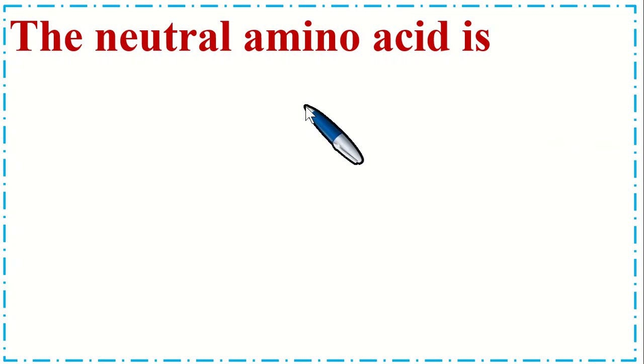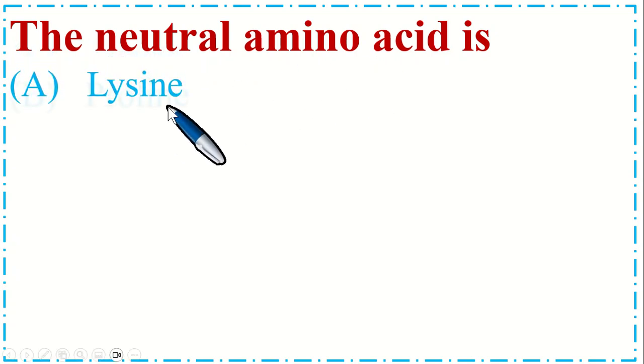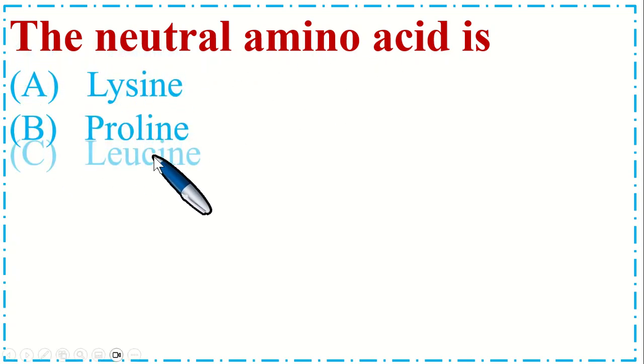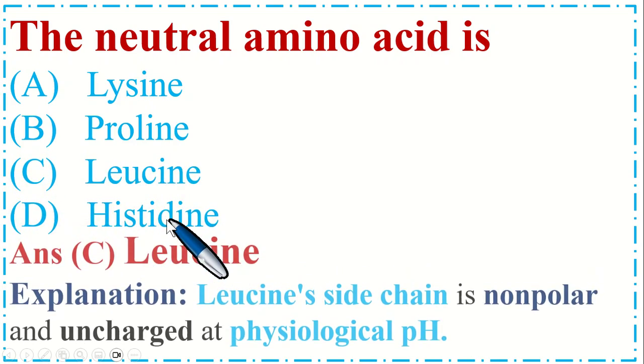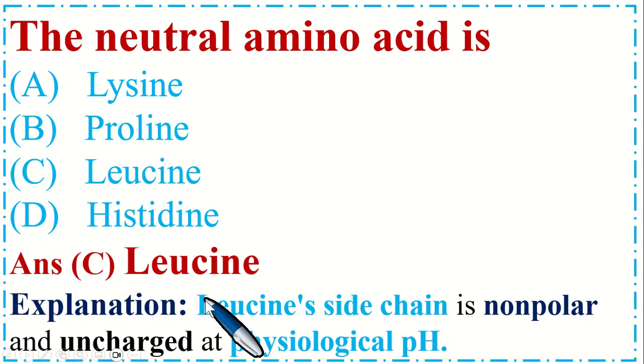Dear students, this is a very important MCQ. The neutral amino acid is option A lysine, B proline, C leucine, and option D histidine. So the correct option is C leucine. Leucine side chain is nonpolar and uncharged at physiological pH.